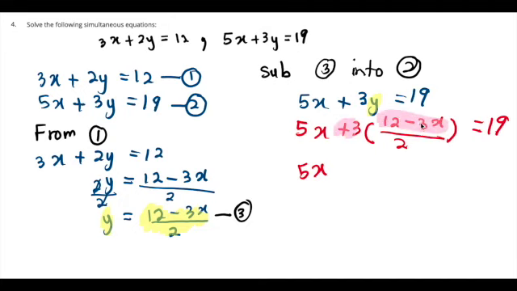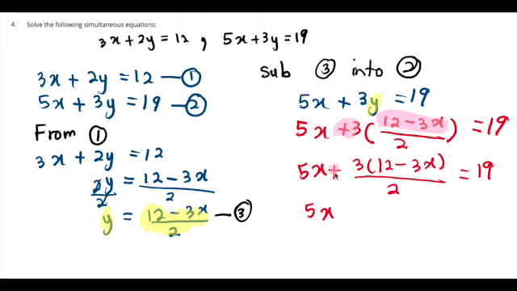Okay, then we expand positive 3 times 12 minus 3x. So everything must be over 2 equals to 19. Next, expand positive 3 times 12 is 36. Okay, and positive 3 times negative 3x is negative 9x. The plus or minus sign depends on the result of multiplication. Over 2. Don't forget to put over 2.